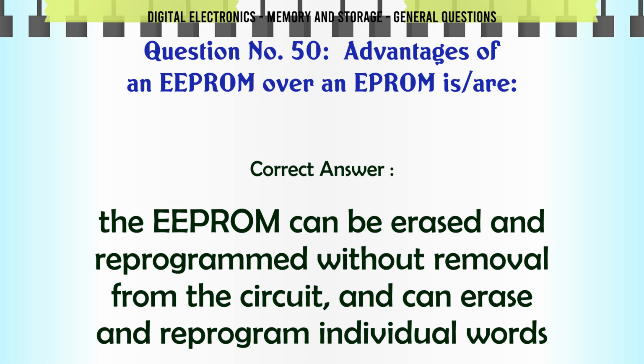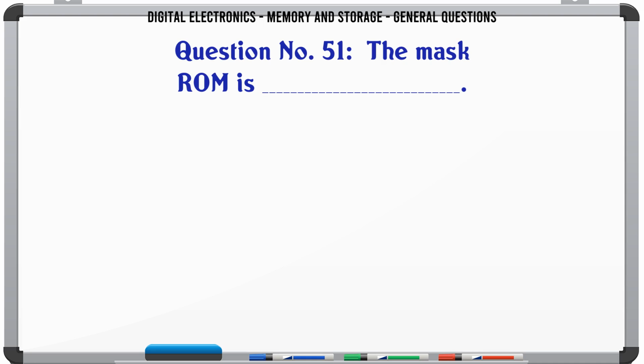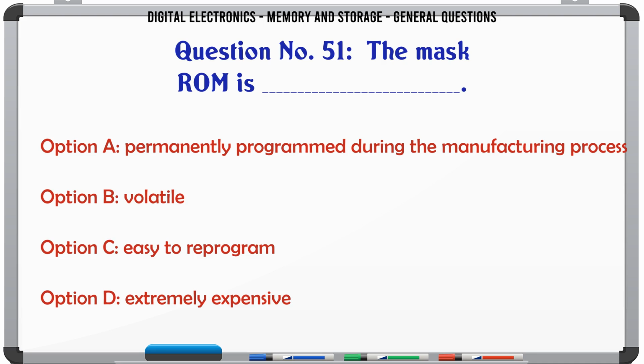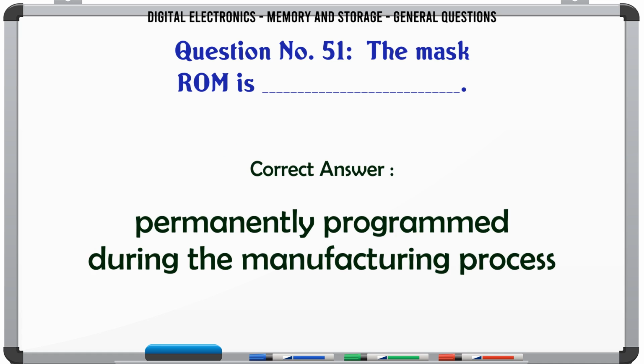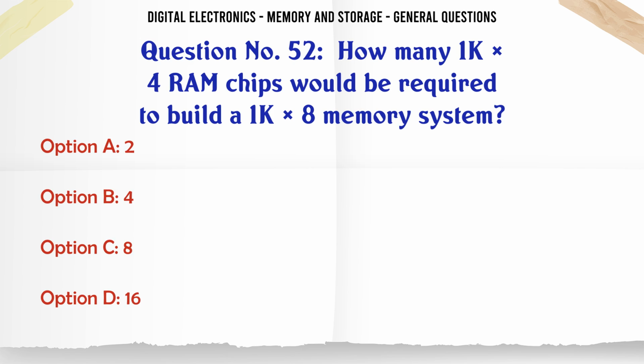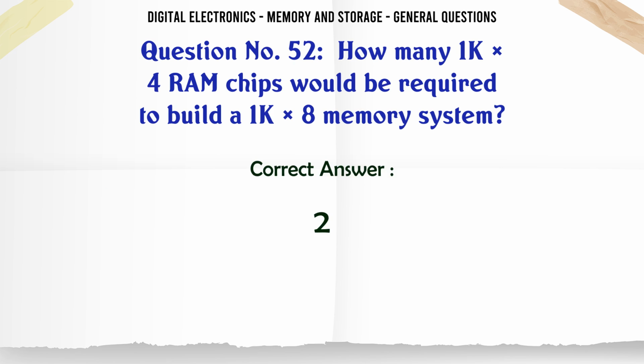The mask ROM is A. permanently programmed during the manufacturing process, B. volatile, C. easy to reprogram, D. extremely expensive. The correct answer is permanently programmed during the manufacturing process. How many 1K4 RAM chips would be required to build a 1K8 memory system? A. 2, B. 4, C. 8, D. 16. The correct answer is 2.